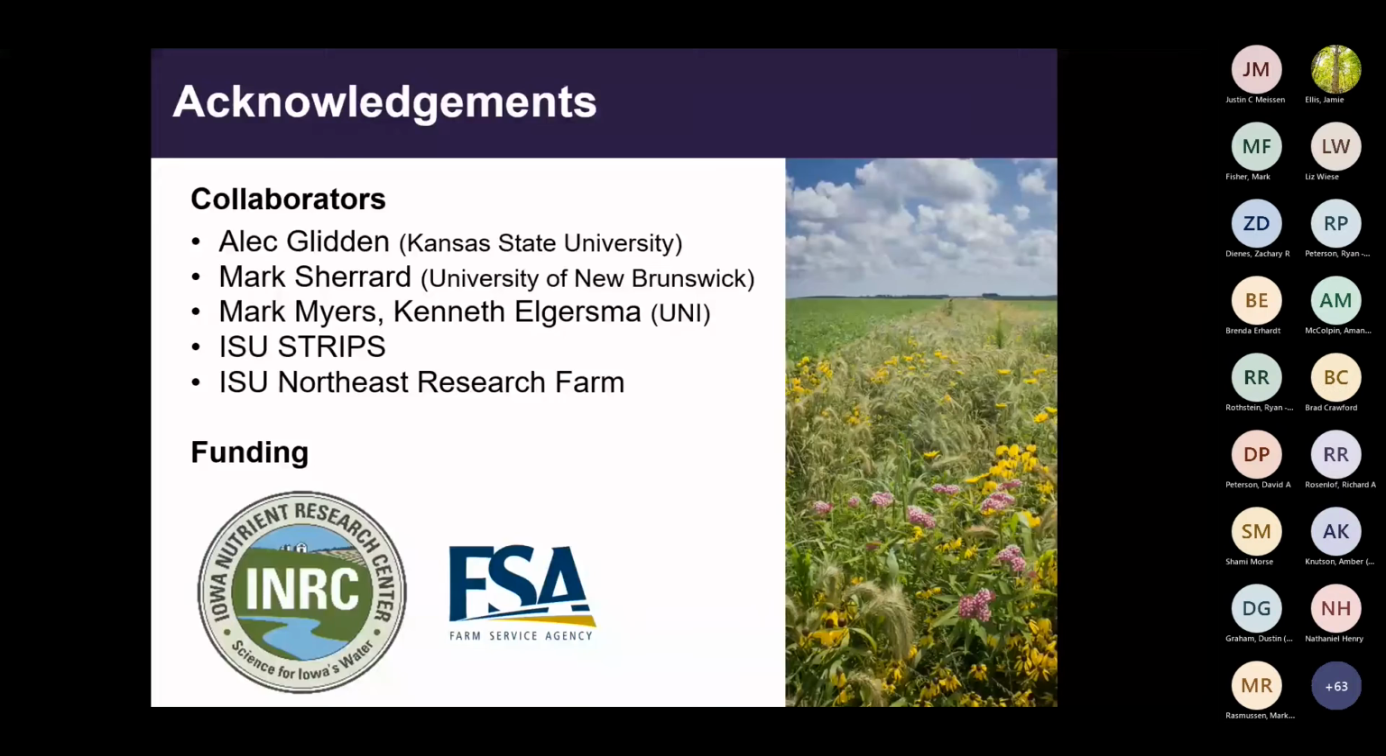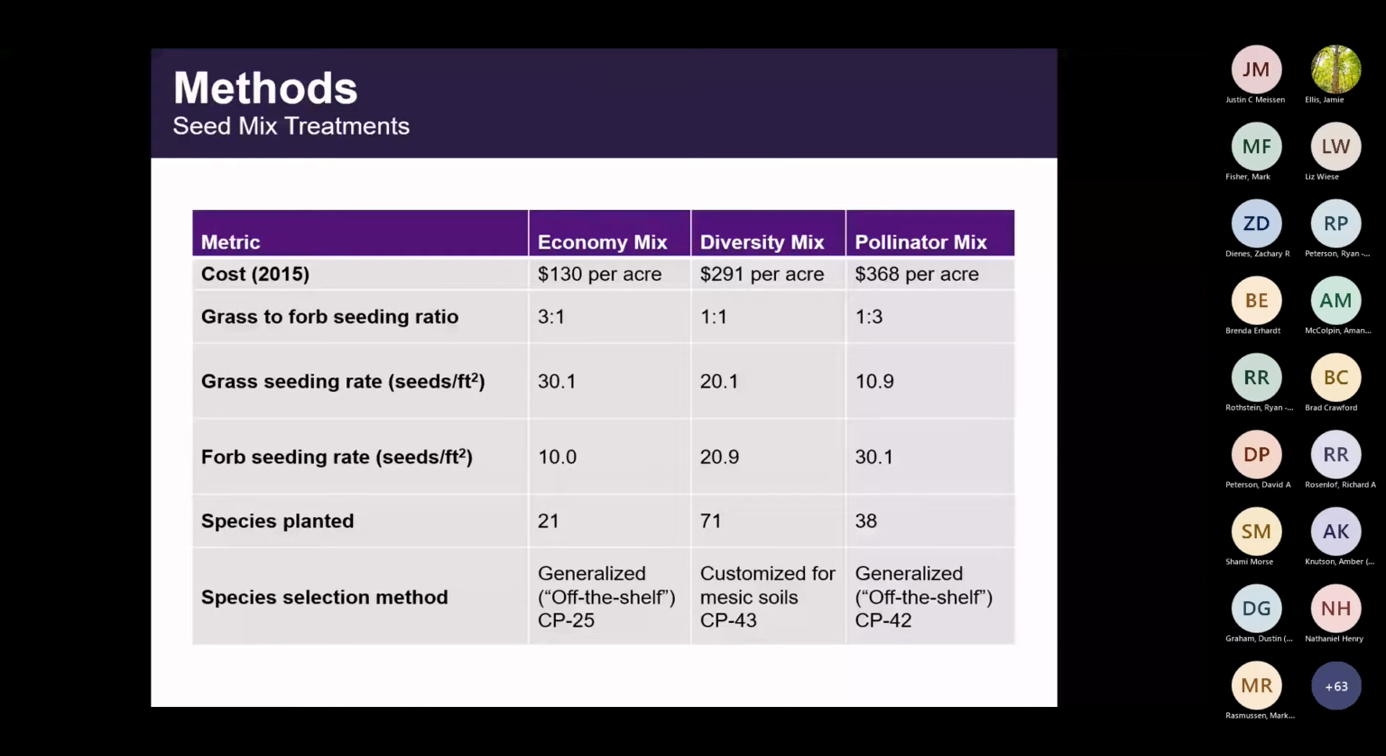I'll bring this up here. These are the three seed mixes that we used. They were the same seed mixes that we used at both sites. Obviously they were purchased in different years, so they were different lots, but the species composition of the mixes was the same, and the density of each species sown was the same. The economy mix had about 20 species, the pollinator mix about 40, and the diversity mix about 70.